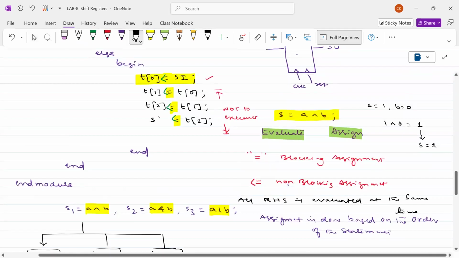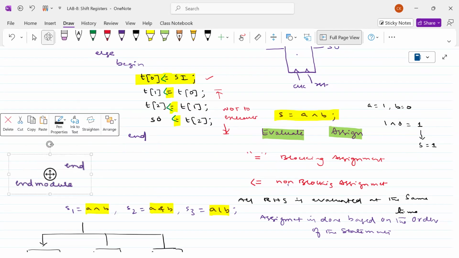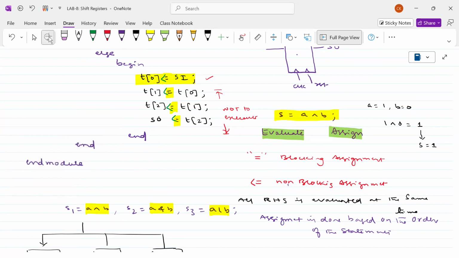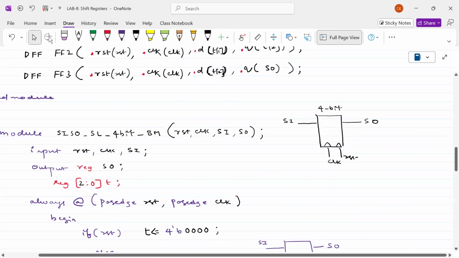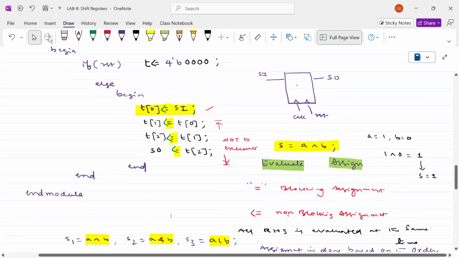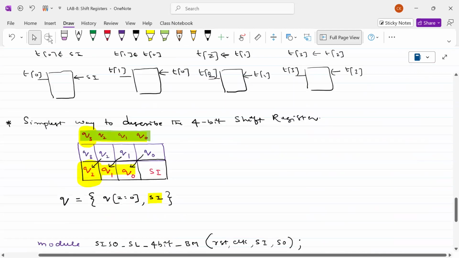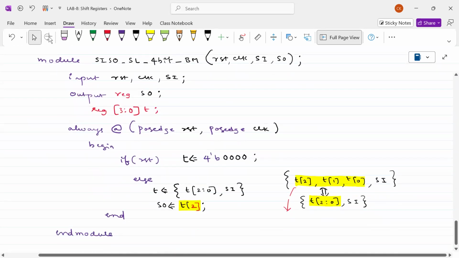Serial out data. Very good. T3 is not required. But here, is T3 required or not? Here also let us check. 3 down to 0 is required.